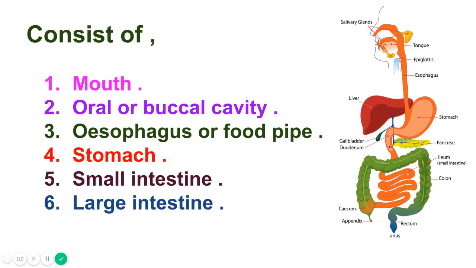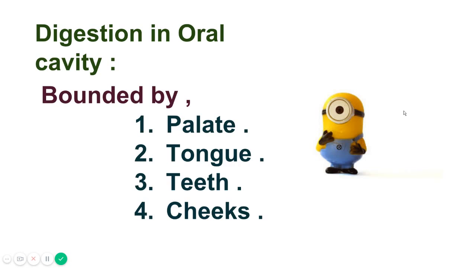The coiled digestive system of man consists of a long tube that extends from the mouth to the anus. It consists of the mouth, the oral or buccal cavity, the esophagus, that is the food pipe, the stomach, the small intestine, and the large intestine. Liver and pancreas are also part of the digestive system, but they are not part of the coiled tube. Now let's see the digestion in the oral cavity.